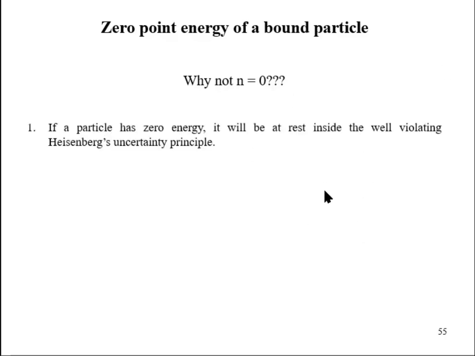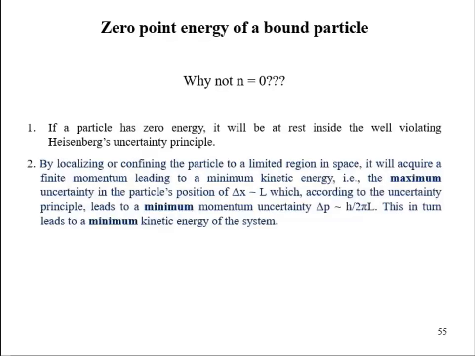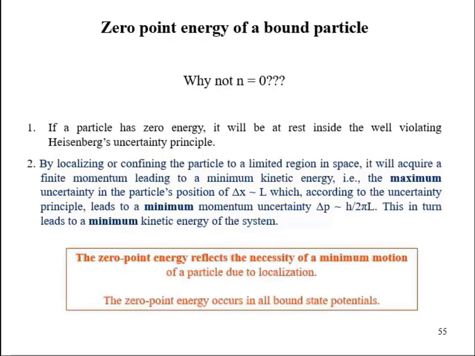If a particle is confined in a box, then the maximum uncertainty in its position is delta x equal to L, giving the minimum uncertainty in the momentum, or the minimum momentum delta p will be equal to h bar by L, and this leads to a minimum non-zero kinetic energy of the particle, or n is not equal to 0. The non-zero energy reflects the necessity of minimum motion of the particle due to localization. The non-zero energy occurs in all the bound state potentials.